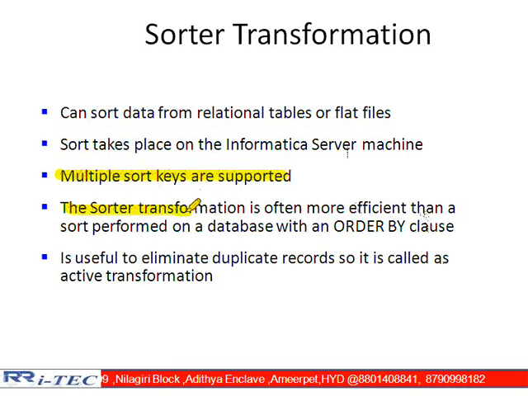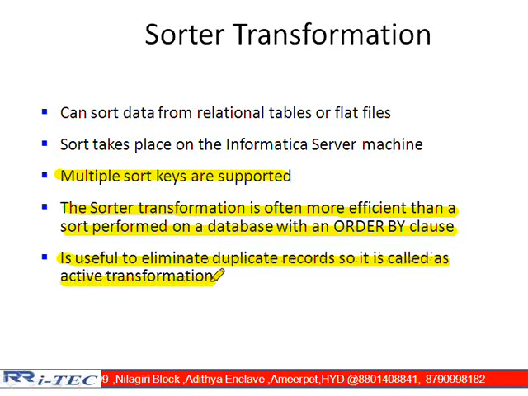Next, the sorter transformation is often more efficient than a sort performed on a database with an order by clause. This is what I am trying to tell. The internal mechanism is like that. We are going to use the cache and do it. Next one, it is useful to eliminate duplicate records, so it is called an active transformation. While it is sorting, we have one option called distinct available in the sorter transformation.